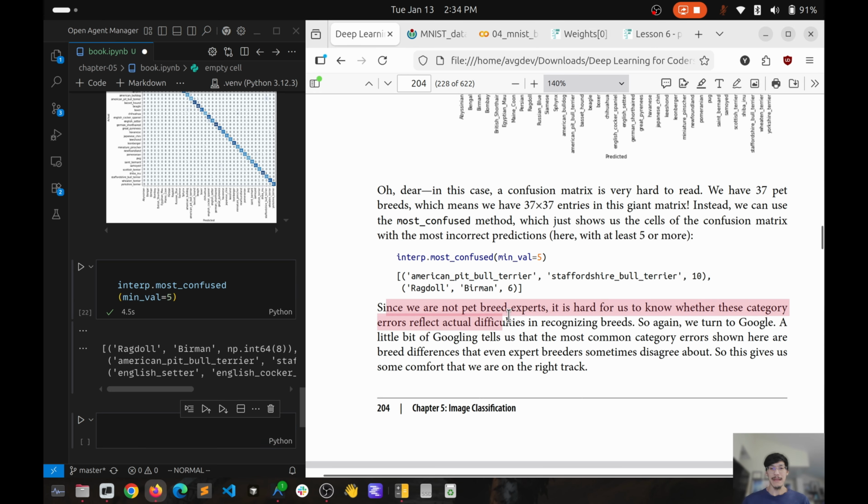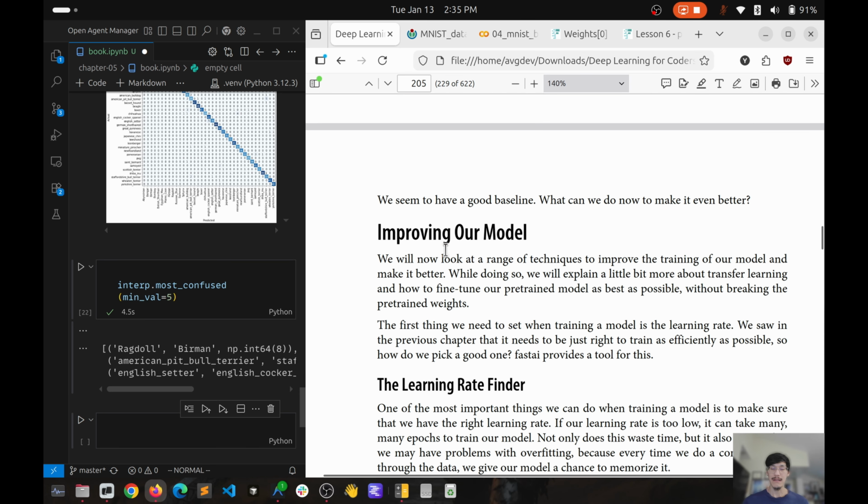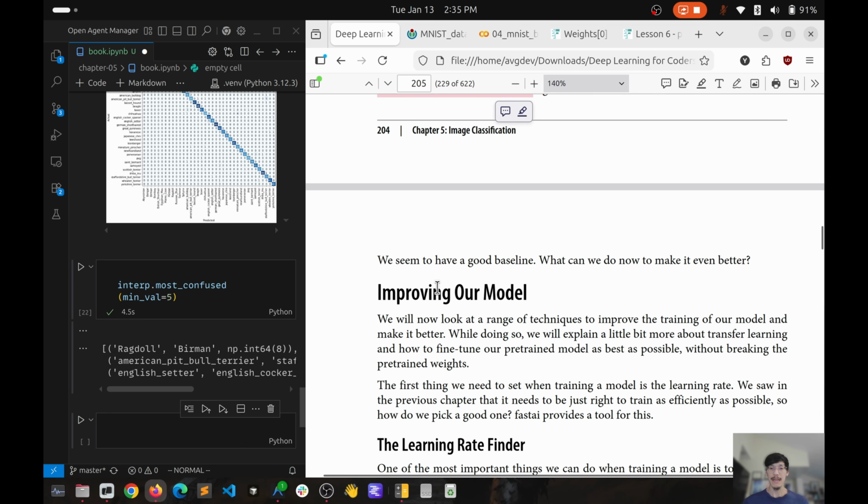Since we are not pet breed experts, it's hard for us to know whether these category errors reflect actual difficulties in recognizing breeds. So again, we turn to Google. A little bit of Googling tells us that the most common category errors shown here are breed differences that even expert breeders sometimes disagree about. So this gives us some comfort that we are on the right track. Okay. We seem to have a good baseline. What can we do now to make it even better?